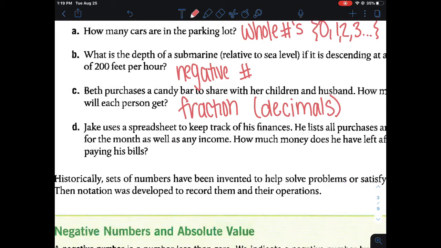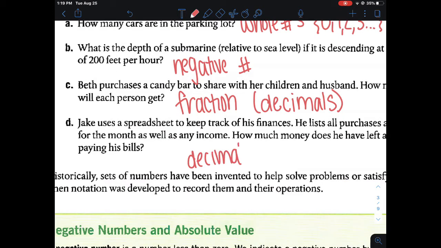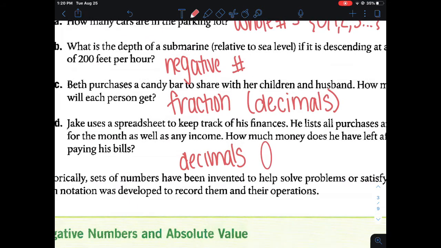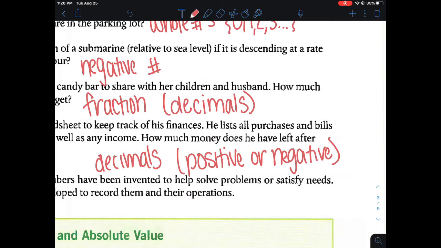Jake uses a spreadsheet to keep track of his finances. He lists all purchases and bills for the month as well as income. How much money will he have left after paying his bills? So money is written in the form of decimals. And since we are listing his purchases and bills, which are both negative numbers, and income, which is a positive number, we're going to say that these decimals can be described as either a positive or a negative number. Because maybe he spent more on his purchases and his bills than he made.